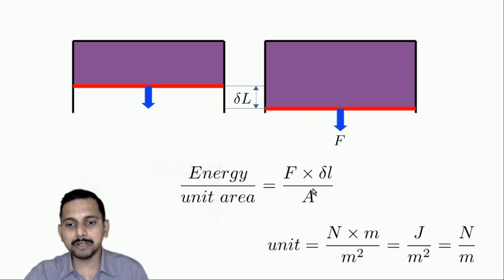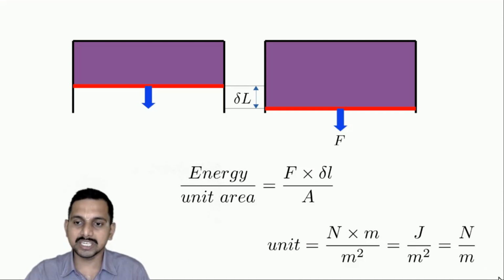Energy per unit area is F into delta L. If you see the units, force is Newton, delta L is meter, so this is joules per meter square, that is the energy required to create a new surface. As well as, if you cancel, you will see it is Newton per meter, which is the unit of surface tension. Surface tension is always represented in terms of Newton per meter or joules per meter square.